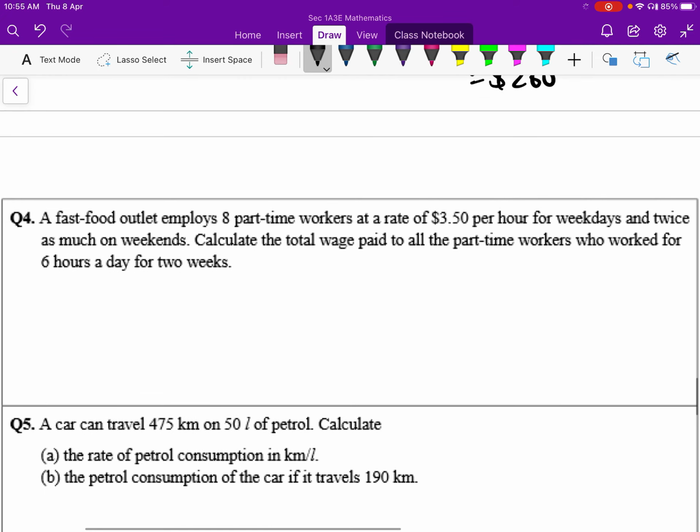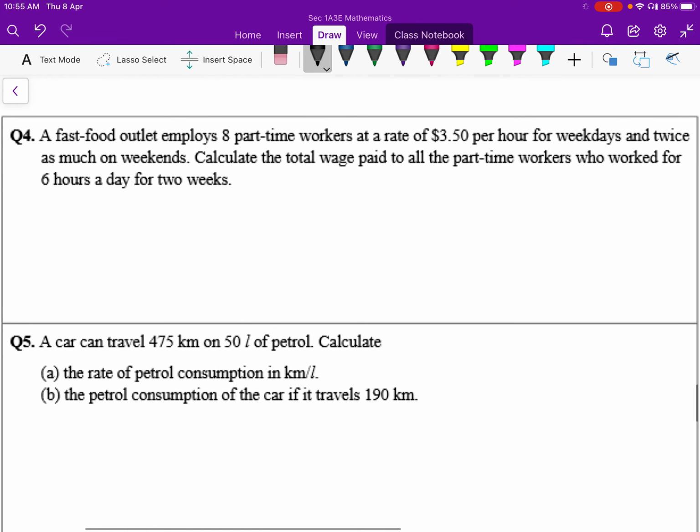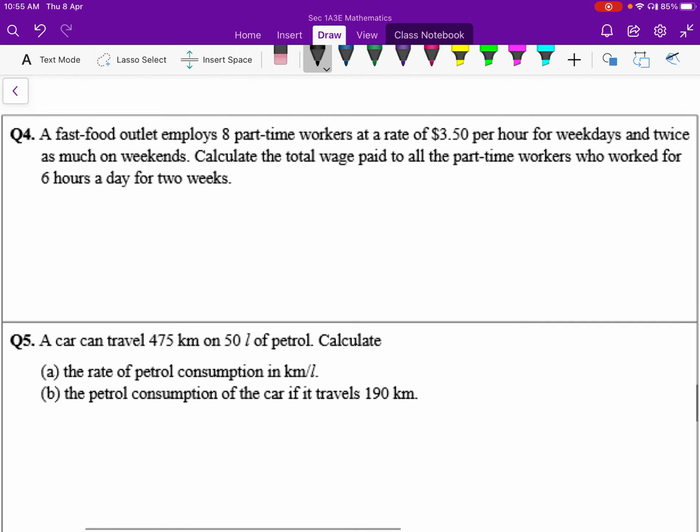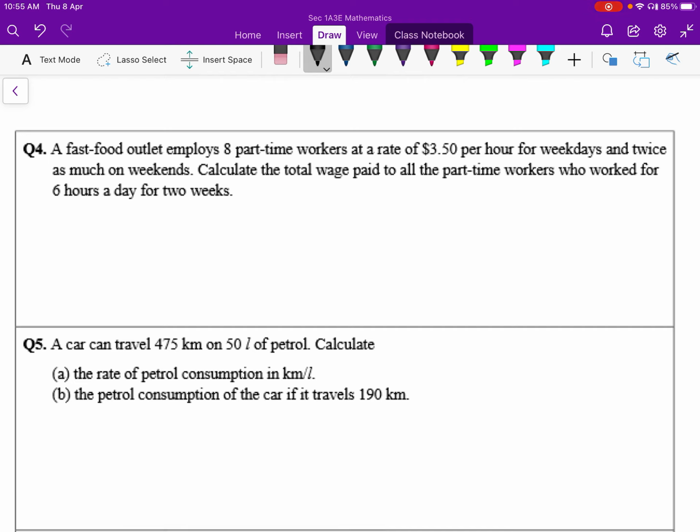Next, question 4. Was it completed in the video? No? Everything else not completed, right? Okay, then let's continue with question 4. A fast food outlet employs 8 part-time workers at a rate of $3.50 per hour. That's quite low. For weekdays. But on weekends, they will pay twice. So that will be $7 per hour on weekends.